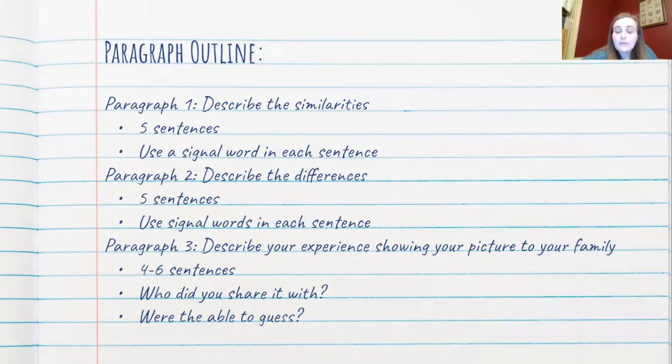And then in your third paragraph, this one I don't have quite as much direction for you, but you're just going to describe your experience of showing your picture to your family. So this one would be 4 to 6 sentences long. Just talk about who did you share it with? Were they able to guess? Was it fun? Things like that, okay? So that's what would happen in your third paragraph.